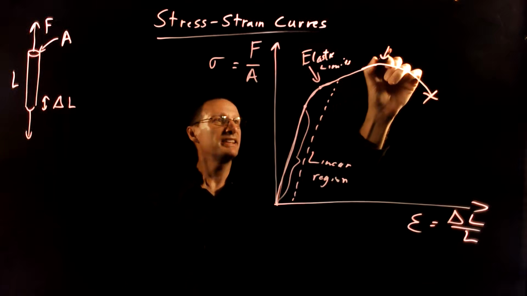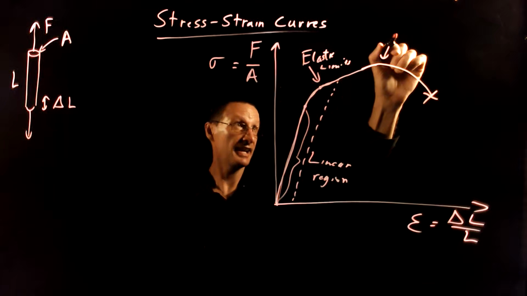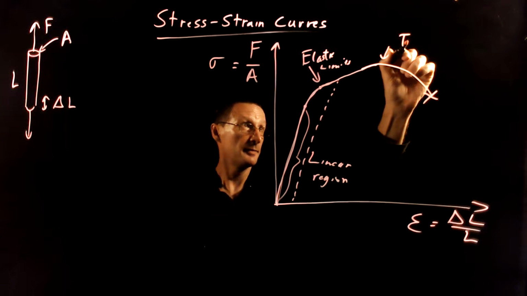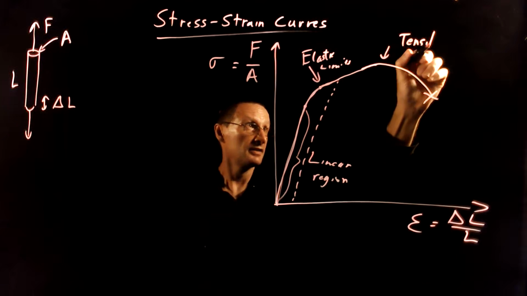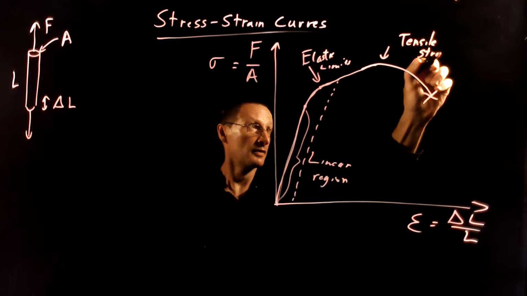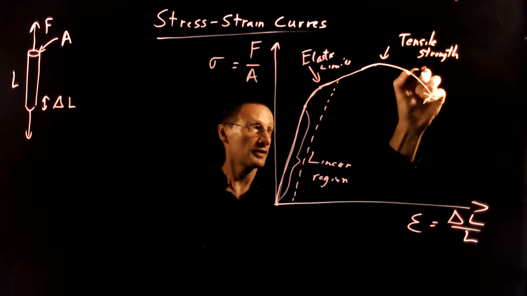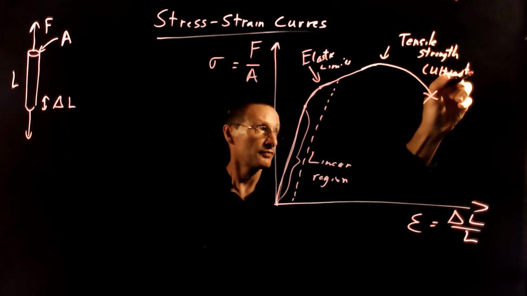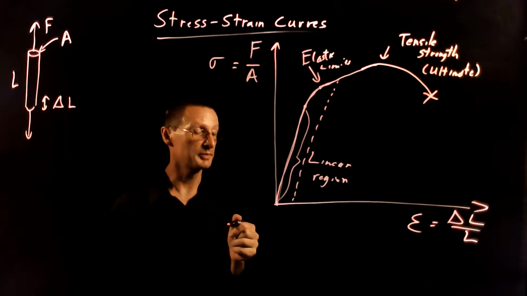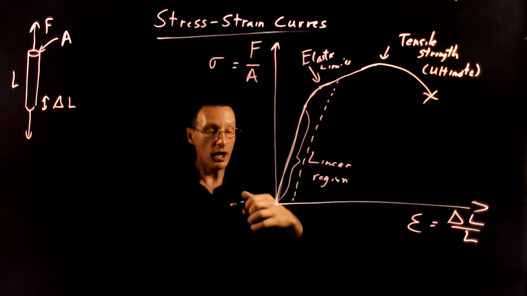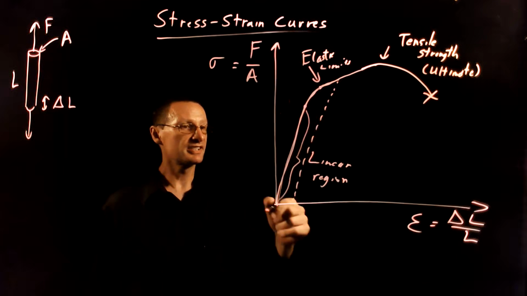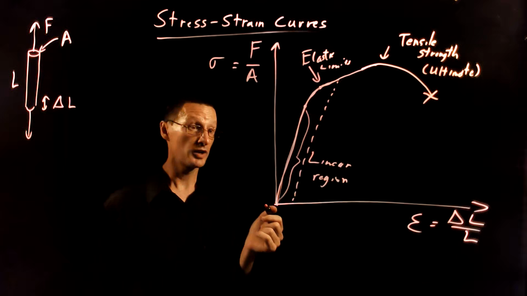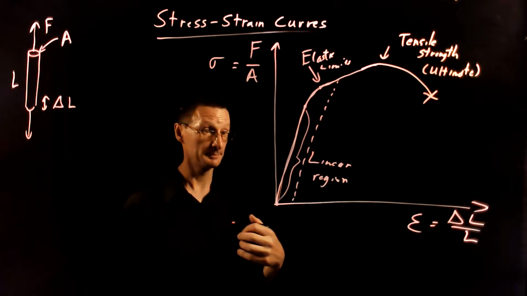Now this peak stress that it can take is called the tensile strength, or the ultimate strength. Sometimes it's called the ultimate strength. For our purposes, we're primarily interested in this linear region here where it behaves very much like a spring.